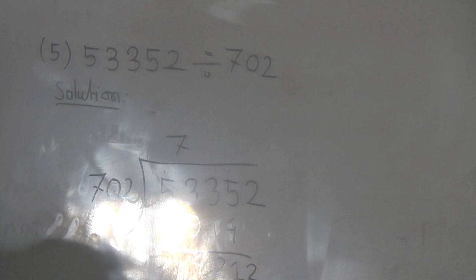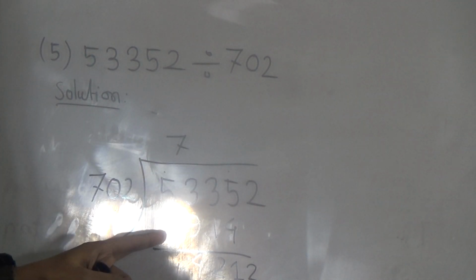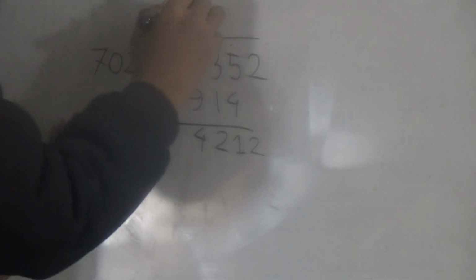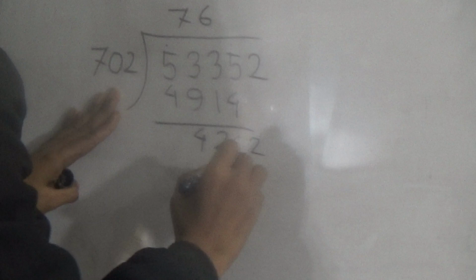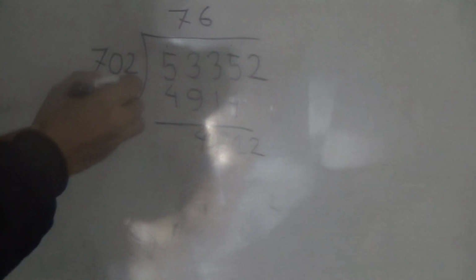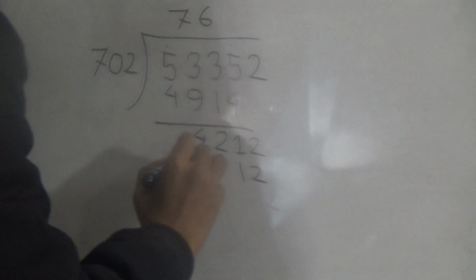Okay. Now look, if we take 7 times, then we get 4,914. Okay. So we have to take 6 times. Look, now 6 2s are 12 and 7 6s are 42.